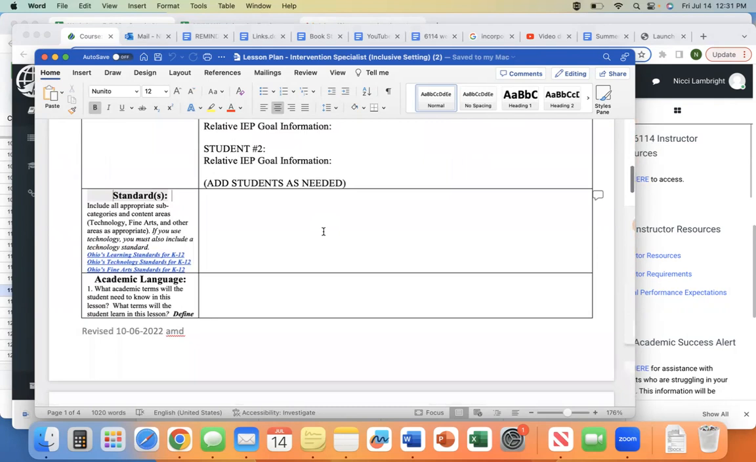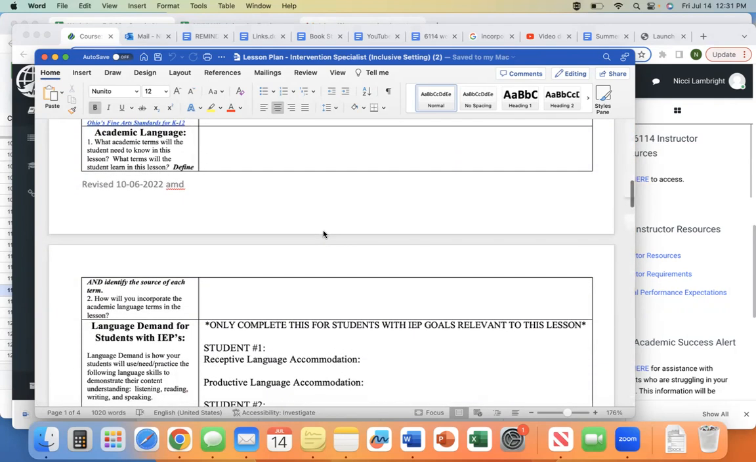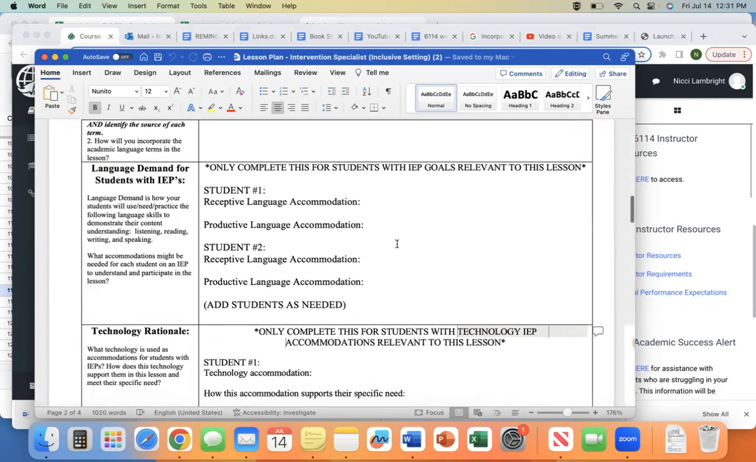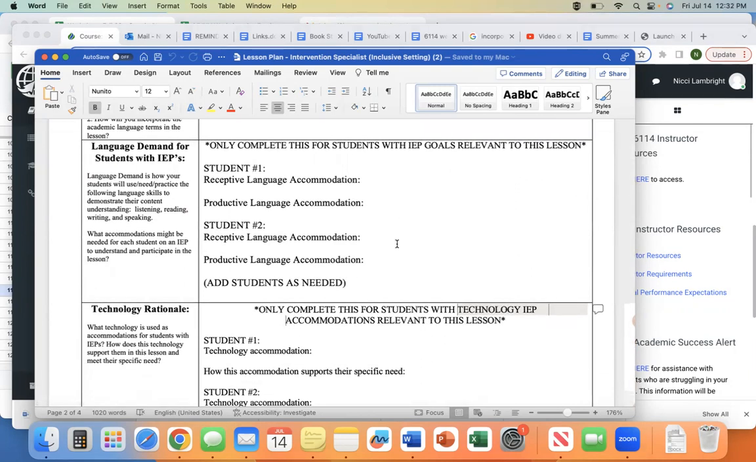We still have our content standards and some thinking about academic language. This is another section that's new here, the language demand for students with IEPs. So that receptive language is taking in, reading, hearing, what can I do to help them understand those things? And then productive language is use of the language, writing, speaking, carrying out activities. So think about some accommodations that might help.